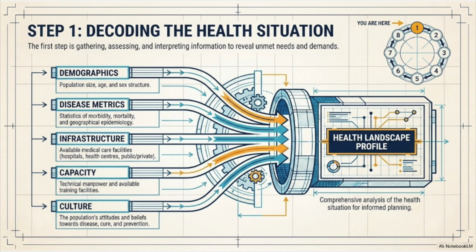This involves gathering, assessing, and interpreting information to reveal unmet needs and demands. It draws on demographics, meaning population size, age, and sex structure, disease metrics, meaning statistics of morbidity, mortality, and geographical epidemiology, infrastructure, meaning available medical care facilities such as hospitals and health centers, capacity, meaning technical manpower and available training facilities, and culture, meaning the population's attitudes and beliefs towards disease, cure, and prevention. Together, these elements build what is called the health landscape profile.